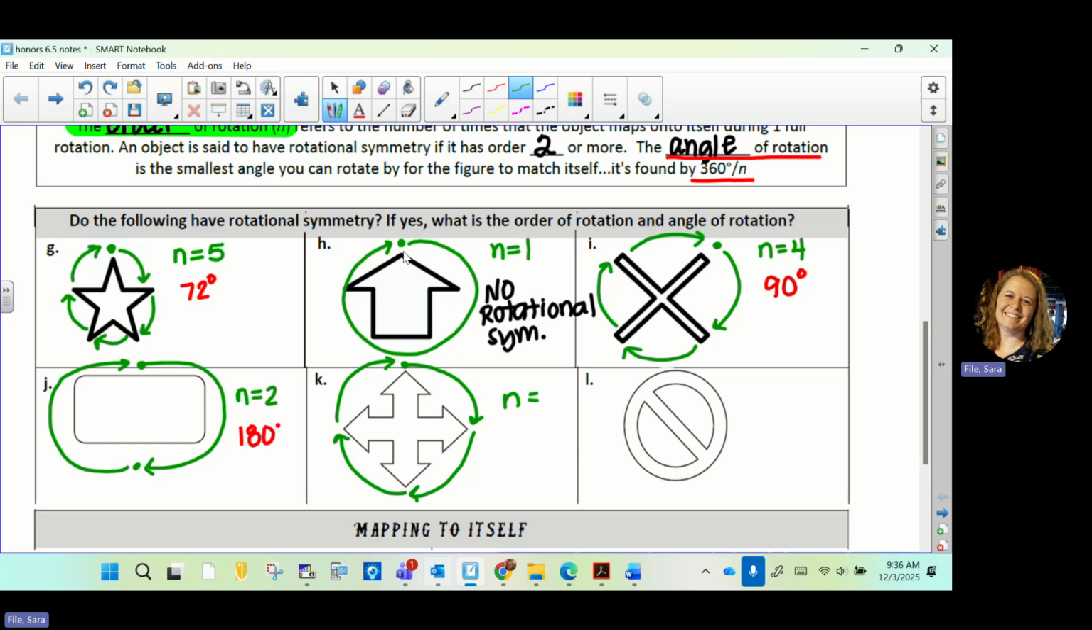Yeah, this arrow has 1, 2, 3, 4, 5, 6, 7 vertices, and it's got no rotational symmetry. So for a lot of them, yes, it's easier to visualize, but it's not a hard and fast rule. Okay, so this one was also a 90-degree angle of rotation. Okay, what about this one?